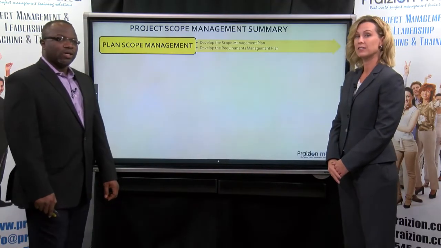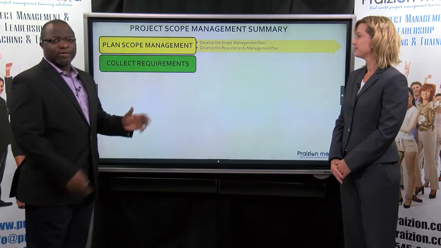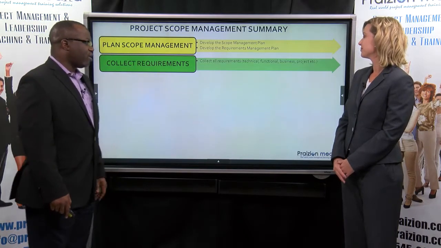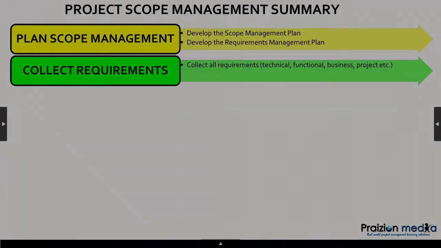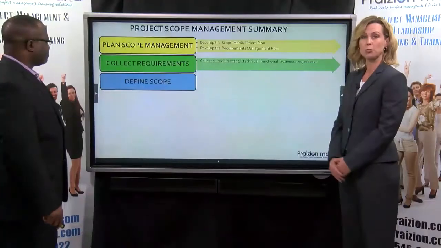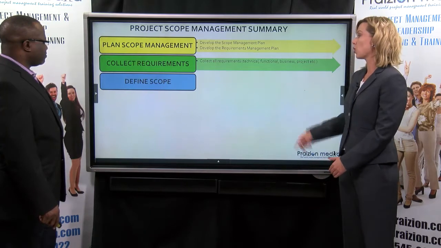And like Emily said, mileage varies in the real world. You might choose to do some and not do others. We're showing you the perfect world here. In Collect Requirements, this is where we collect all the requirements: technical, functional, business, project, and what have you. We then take our requirements and analyze our statement of work or whatever the inputs were from the project charter, and we define our scope.